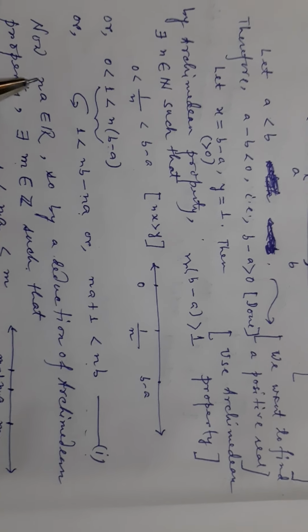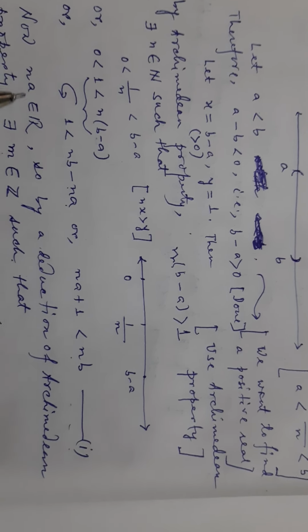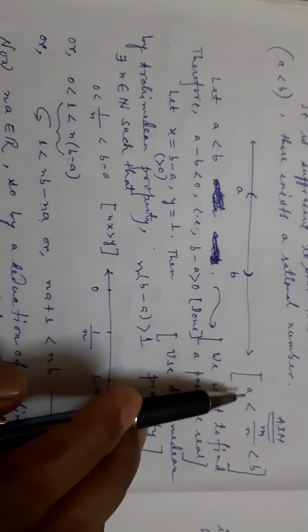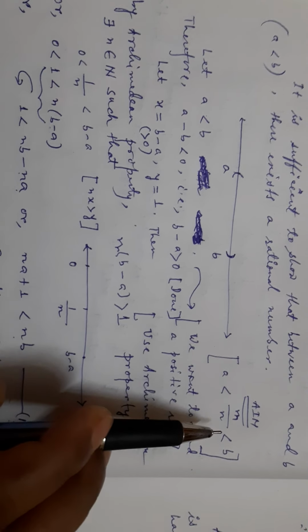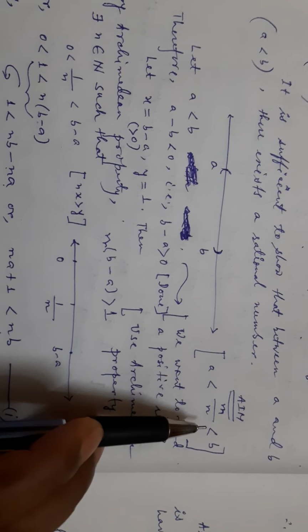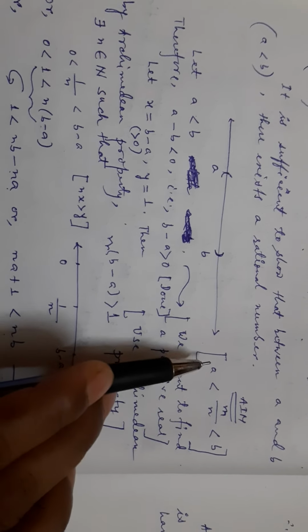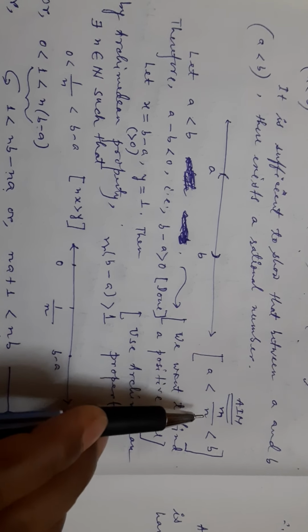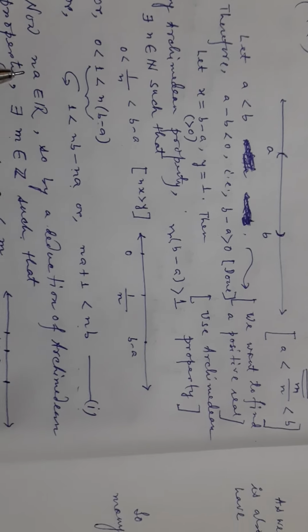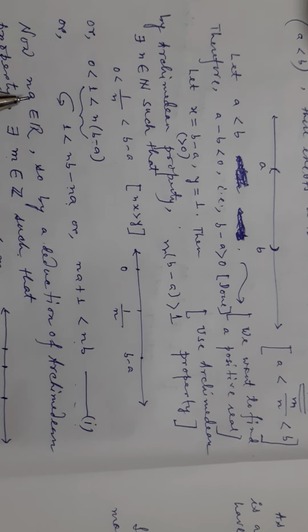Now we consider the number na. So what is the motivation for this consideration? Look back at this relation. Here we need na < m < nb, and we have to show this one. So we consider this number na over here. Now na is a real number. It may be positive, 0 or negative.